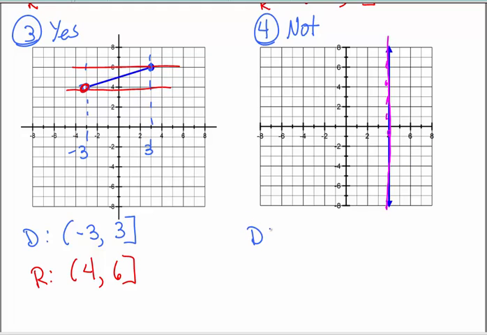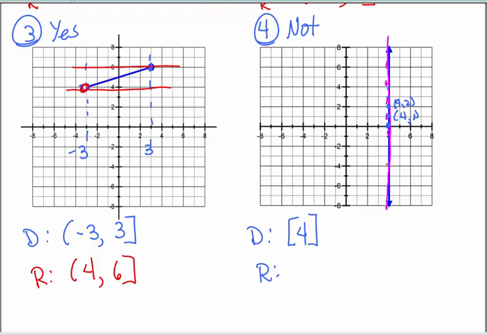Again, tricky. The domain. How far left, how far right? Not much. In fact, it only has one x value, which is 4. So we're just going to put that in brackets. That's the only x value. In fact, if you took any point on this line, this x value would be 4, 1, 4, 2, 4, 3, and so forth. But what about the range?